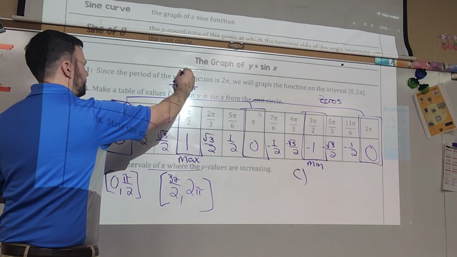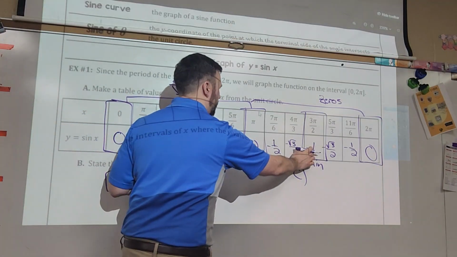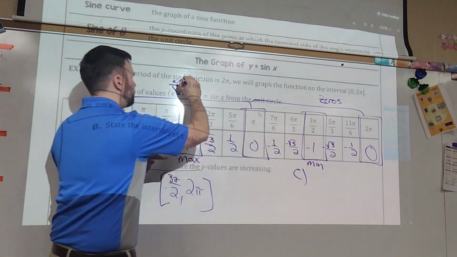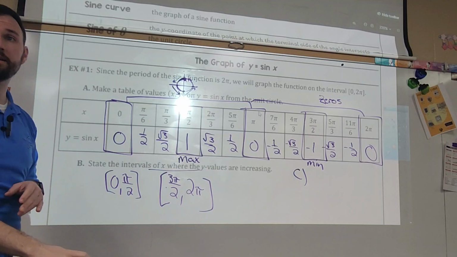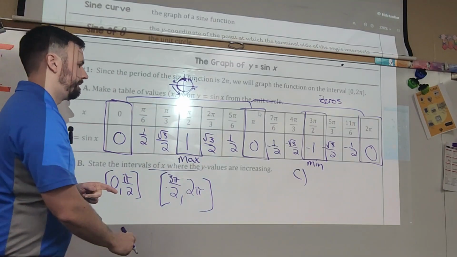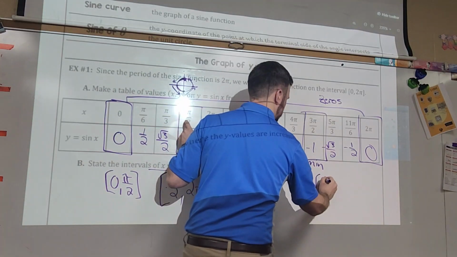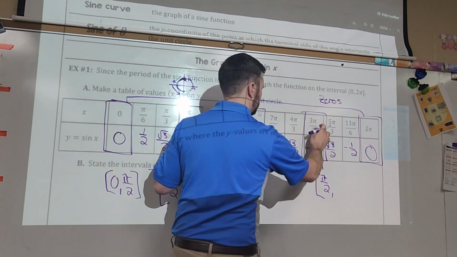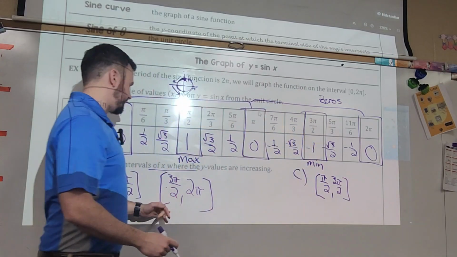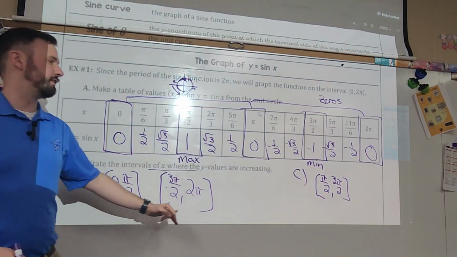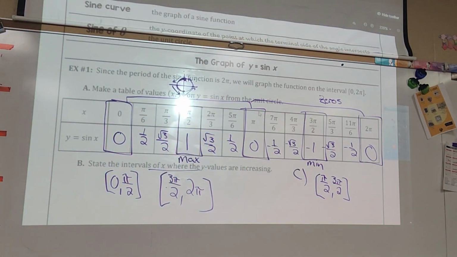Now think about this. From 1 to 0, I'm decreasing. From 0 to -1, so this whole thing, I'm going down, right? From here to here, I'm going down the whole time. So there's only one interval, from pi over 2 to 3 pi over 2. Which also makes sense because if I'm not increasing, what am I doing? Decreasing, because it's constantly moving.